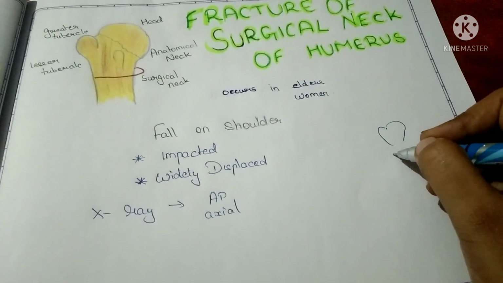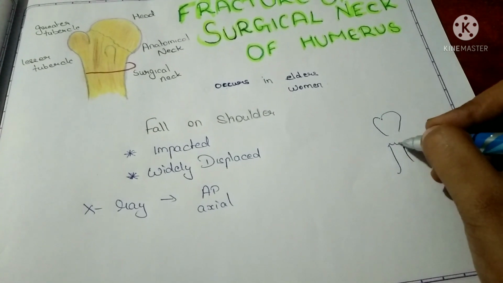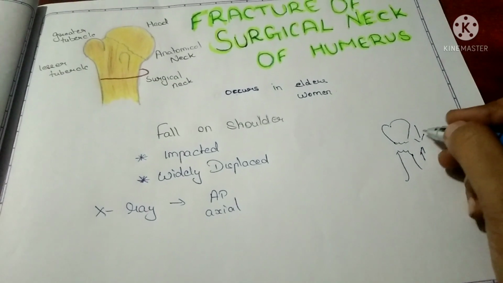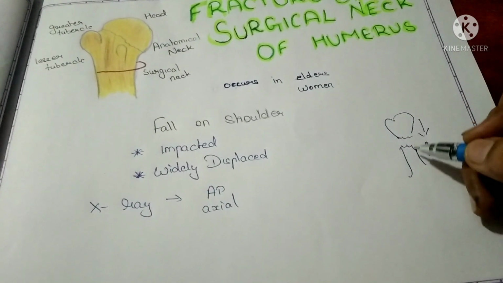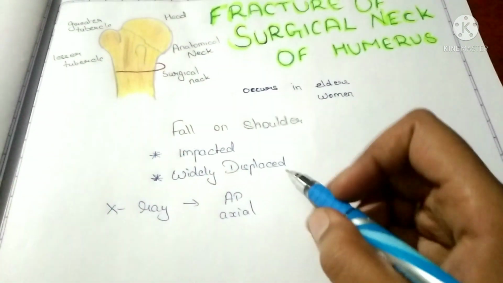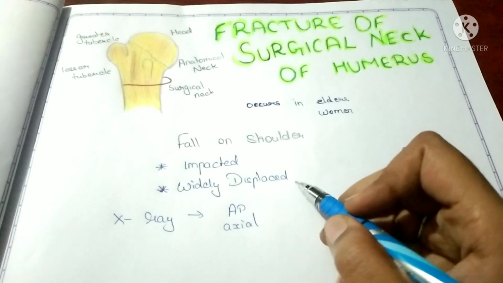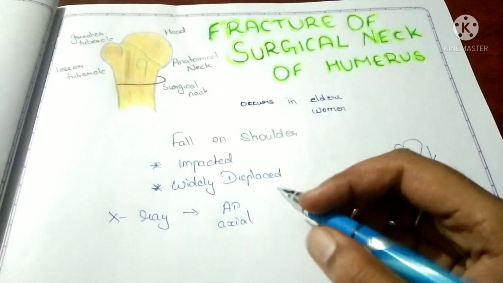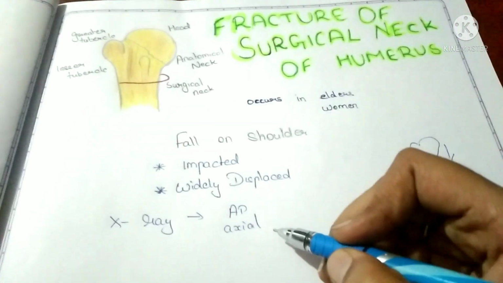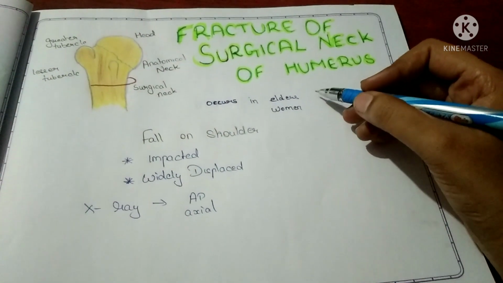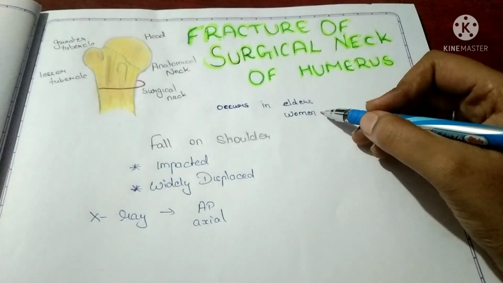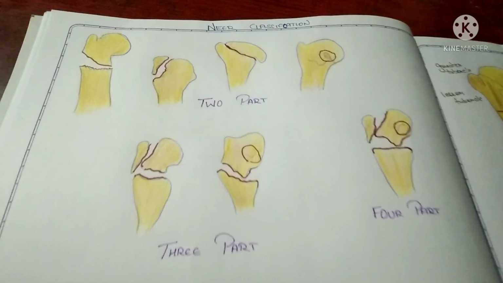What is an impacted fracture? An impacted fracture is where the two fragments of the fractured bone act towards each other like something jammed up. So when they are towards each other, it causes an impacted fracture, and these fractures cause a wide displacement to occur. The diagnosis of the fracture is using an X-ray in anterior posterior view or in an axial view. So when an elder patient comes to you with a pain and a history of fall, then you must take into consideration about this fracture.